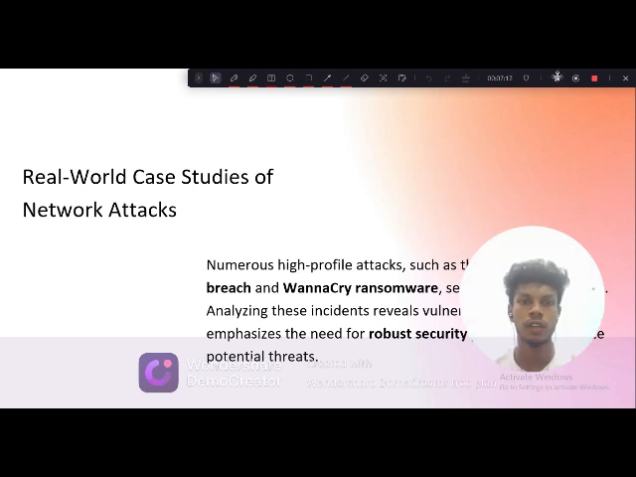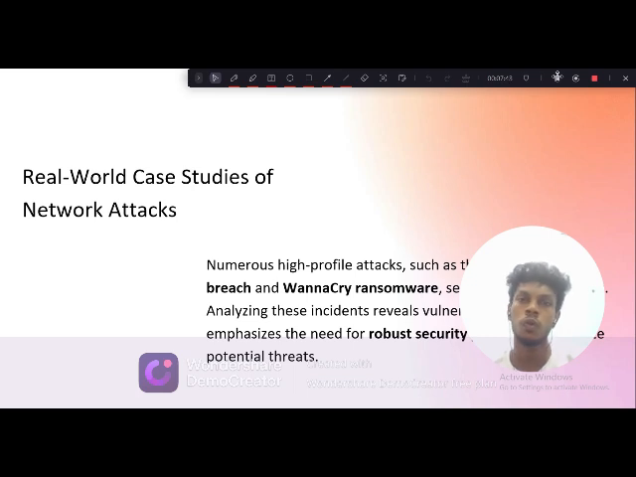In this real life case study, we deep dive into the WannaCry ransomware issue. WannaCry was a global ransomware attack that occurred in May 2017. It spread rapidly across computers running Microsoft Windows, encrypting files and demanding ransom payment in Bitcoin. The attack highlighted how quickly malware can disrupt critical infrastructure worldwide.